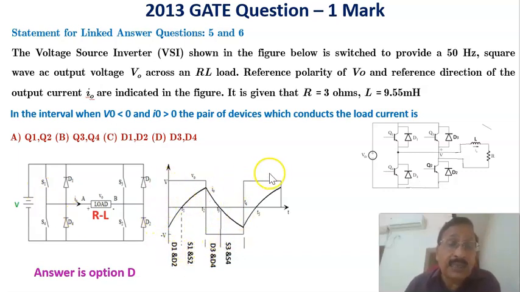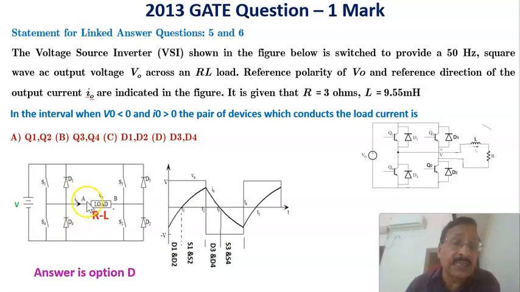This is the voltage and this is an RL load. Here, the current is of this shape. And the question is when the voltage is negative as well as current is positive. Therefore, this is the duration in which voltage is negative, less than 0, and current is more than 0. Current is positive means in this direction.